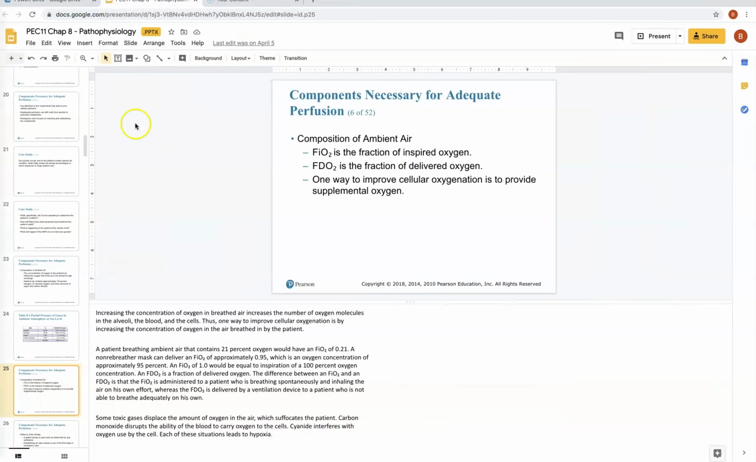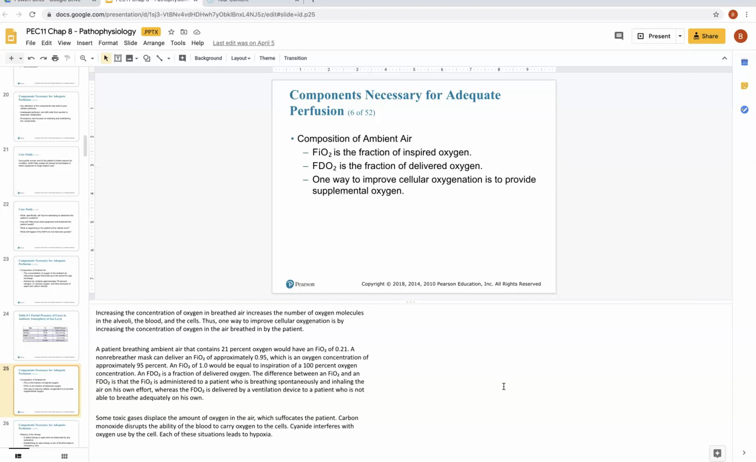Let me maximize the screen. Increasing the concentration of oxygen in breathed air increases the number of oxygen molecules in the alveoli, the blood, and the cells. Thus, one way to improve cellular oxygenation is by increasing the concentration of oxygen in the air breathed by the patient. A patient breathing ambient air that contains 21% oxygen would have an FiO2 of 0.21. A non-rebreather mask can deliver an FiO2 of approximately 0.95, which is an oxygen concentration of approximately 95%. An FiO2 of 1.0 would be equal to the inspiration of 100% oxygen concentration.